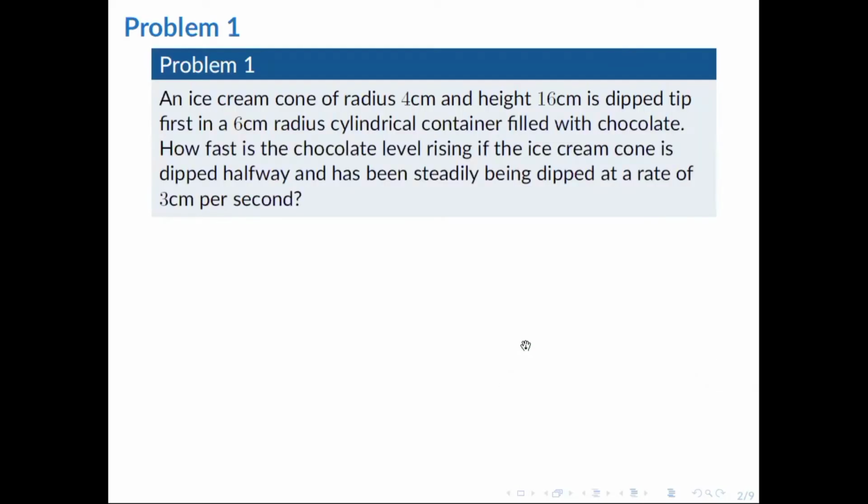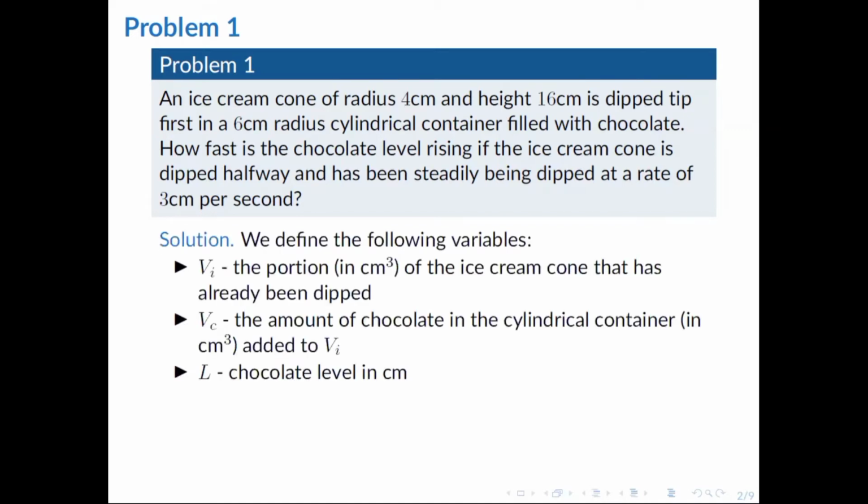For our first problem, we have an ice cream cone of radius 4 centimeters and height 16 centimeters that is dipped first in a 6 centimeter radius cylindrical container filled with chocolate. How fast is the chocolate level rising if the ice cream cone is dipped halfway and has been steadily being dipped at the rate of 3 centimeters per second?